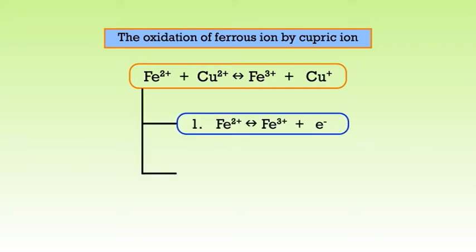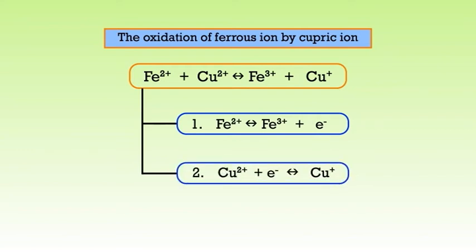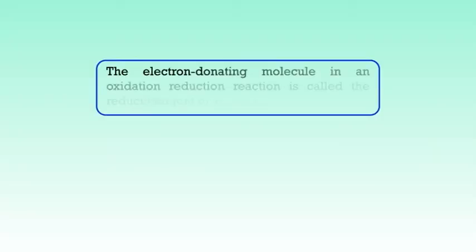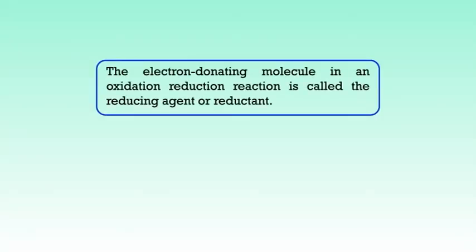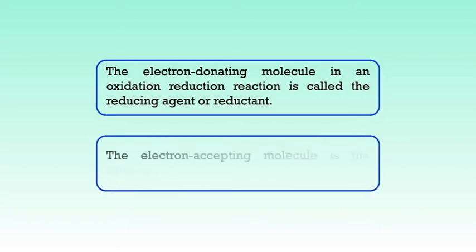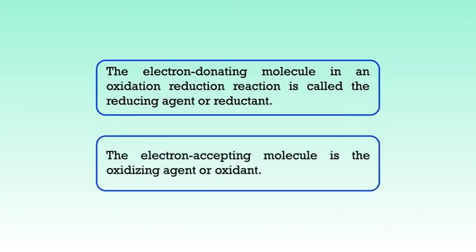The ferrous ion is converted to a ferric ion plus 1 electron. And second, the cupric ion is converted to a cuprous ion while it accepts 1 electron. The electron donating molecule in an oxidation-reduction reaction is called the reducing agent or reductant. The electron accepting molecule is the oxidizing agent or oxidant.